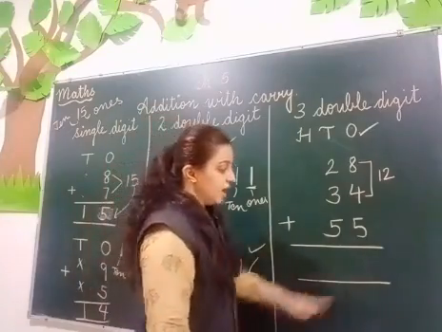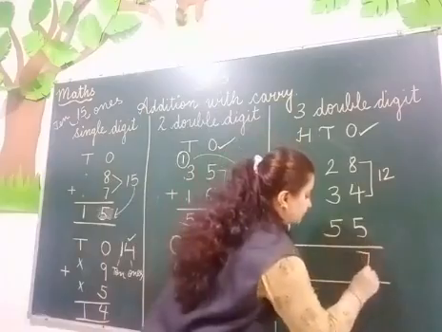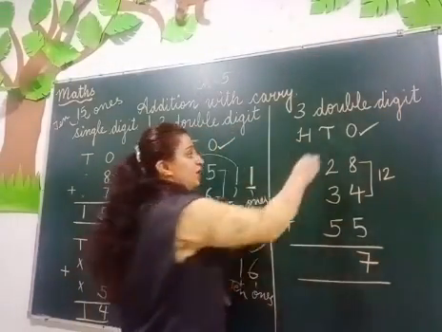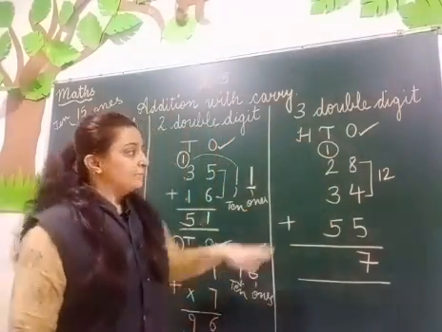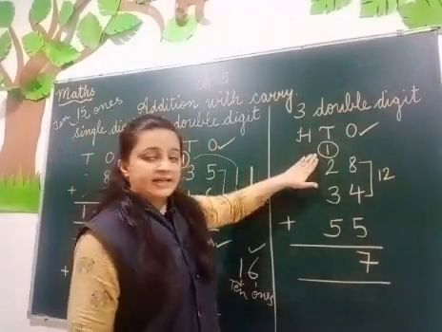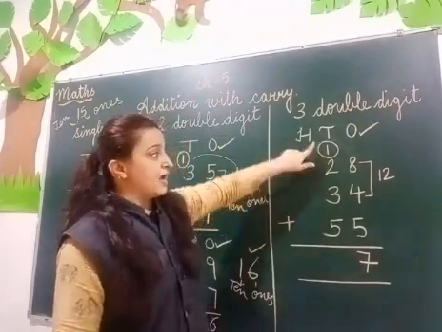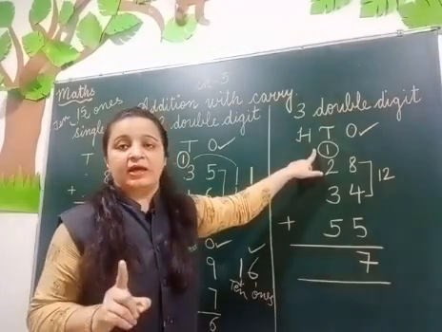Of 17 we will write only 7 here under the ones place. Okay? And 1 we will give as carry to the tens place. Okay? So now under the tens place we have 2 plus 3 plus 5 and this carry. You must not forget to add the carry.